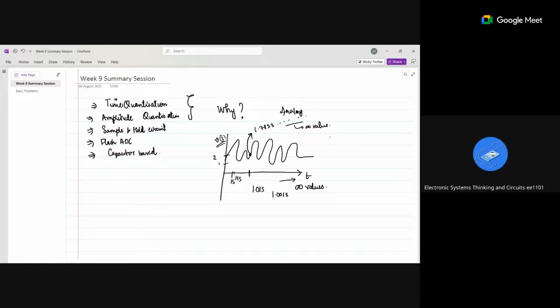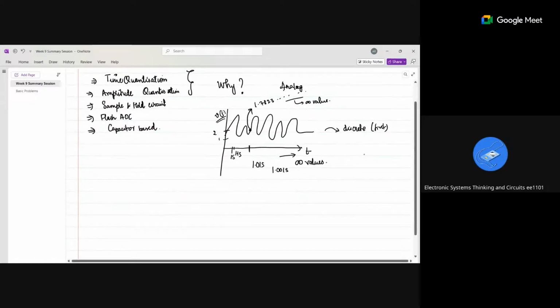So this infinite nature of analog signals cannot be read or stored in a computer. That's why we are going to discretize it first, then we will digitalize it next, right?